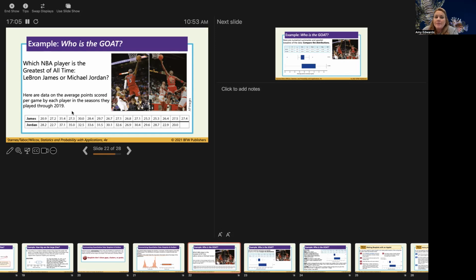So here is the data. Put my glasses on so I can see it. We have the average points scored in each game, per game, each player in the seasons they played. So these are the average points in their season. Okay. So we got LeBron on the top. We got Michael Jordan on the bottom. I'm going to key this into StatMedic. And this is where you can do one quantitative variable twice, or you could say 2 quantitative variables. So you're going to have one for James and one for Jordan.